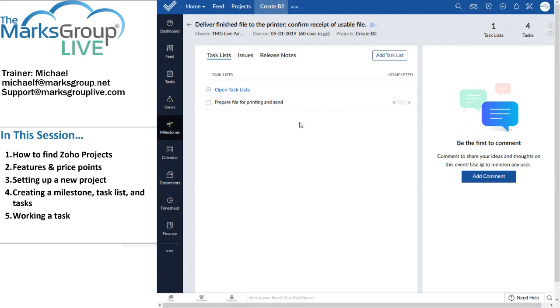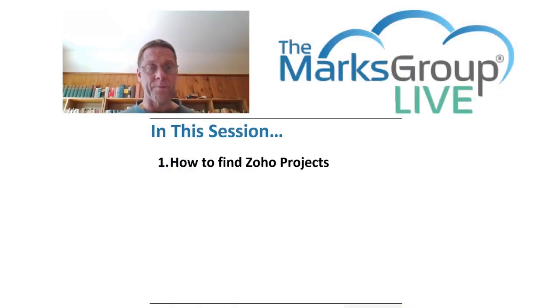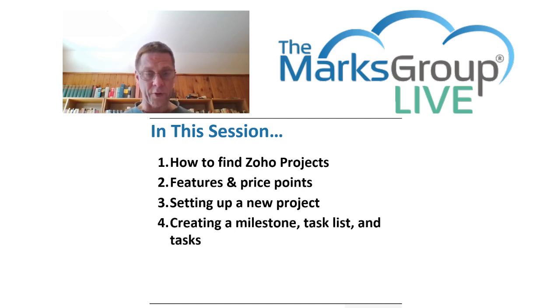So what we've just done, let's review what we've done today. Oopsie, wrong screen. There we go. So today in our session, let me go back to this screen. There we go. So here's what we've done today. We looked at how to find the Zoho Projects application, which is to say we went to projects.zoho.com. We looked at features and price points for the different versions. We set up a new project very quickly. We created a milestone. We created a 1 task list and 4 tasks, and then we actually worked a task to show what it's like to make progress through it.